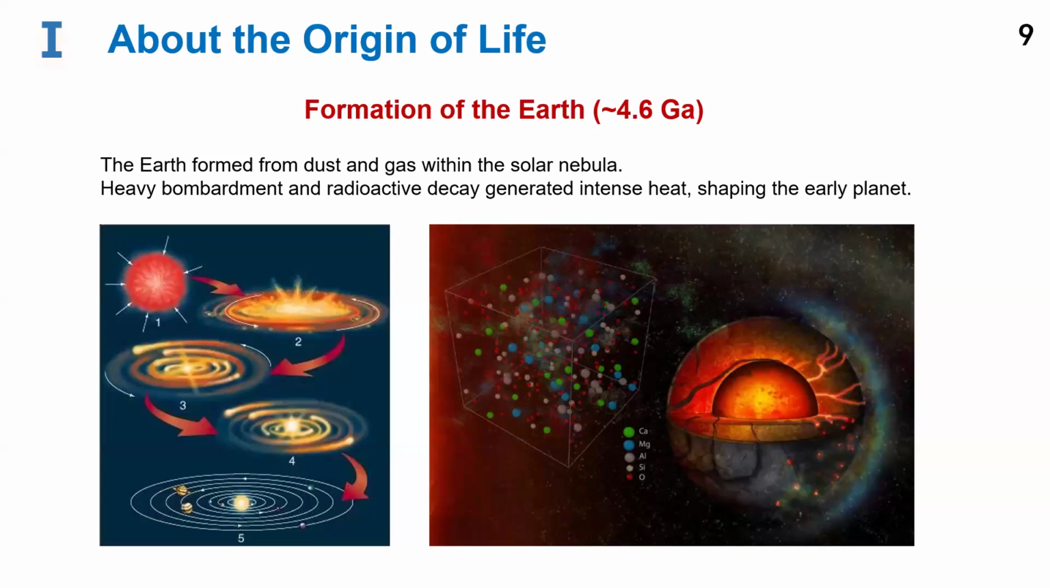Intense heat generated by radioactive decay and heavy bombardment melted much of the early Earth. This molten stage allowed the planet to differentiate.